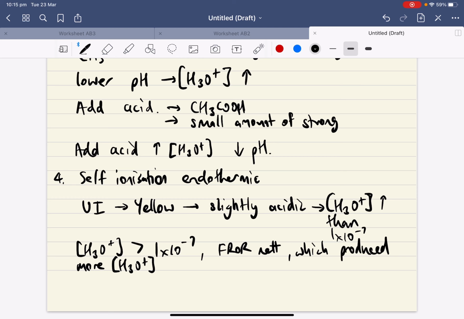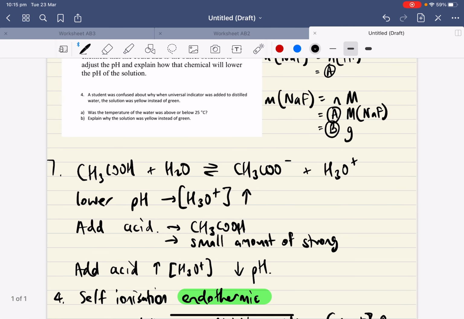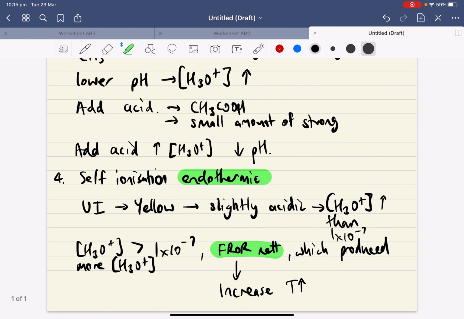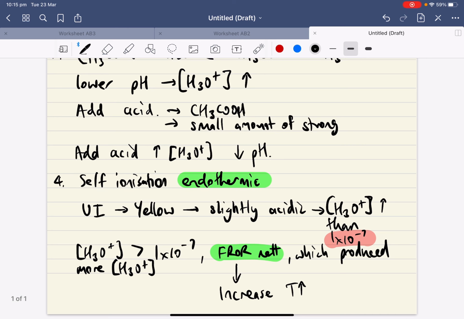Okay, so how do you favor the forward reaction? How do you increase the forward rate of reaction for an endothermic reaction? What we have to do is increase the temperature. If the self-ionization of water is endothermic and we increase the temperature, then we will get this slightly yellow solution. So was the temperature above or below 25 degrees Celsius? 25 degrees Celsius is important because it gives that value. So it must be above 25 degrees Celsius.